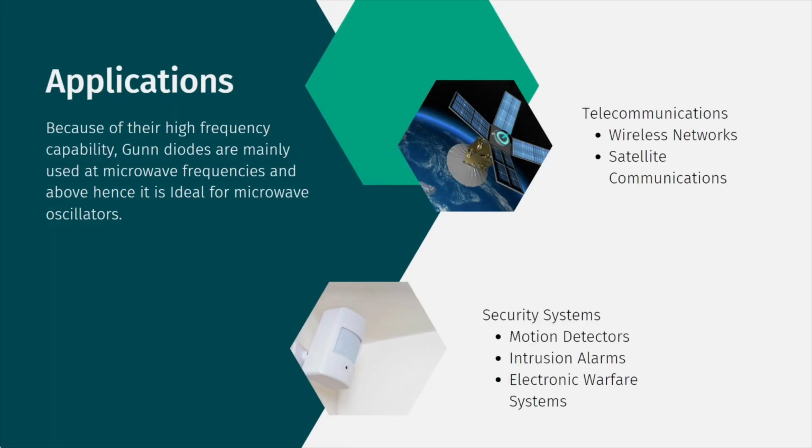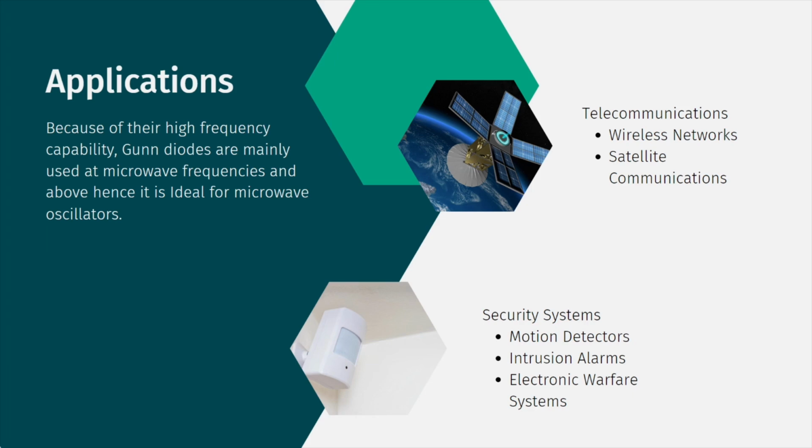The Gunn diode finds wide application in high-frequency electronics. Its unique properties make it ideal for microwave oscillators used in radar speed guns, satellite communication systems, and even electronic warfare systems. Additionally, its ability to generate high-frequency oscillations makes it a critical component in many signal generators. For example, signal generators are used in telecommunications and also security systems, for example wireless networks and satellite communication.